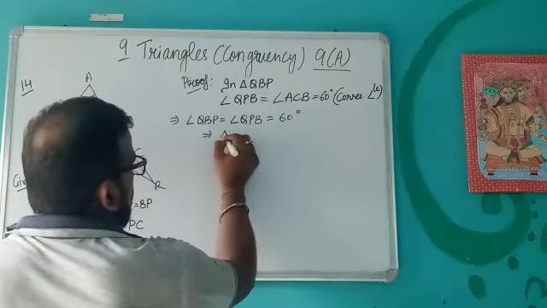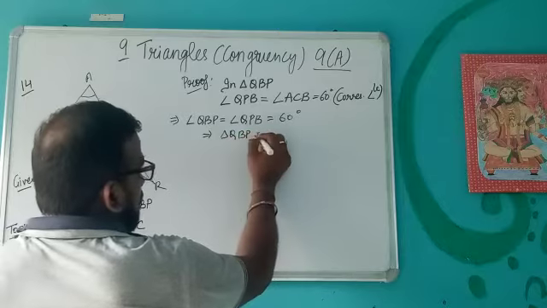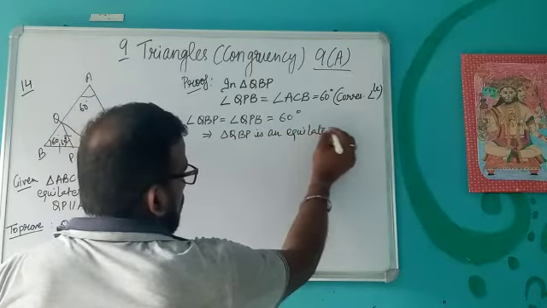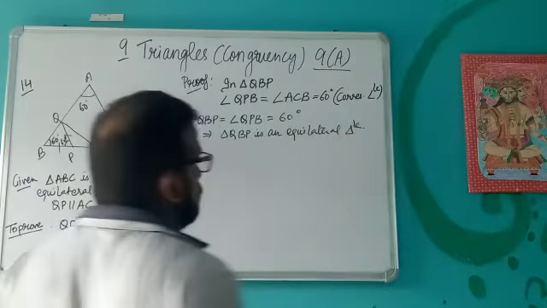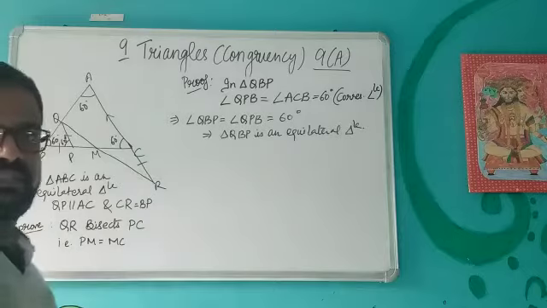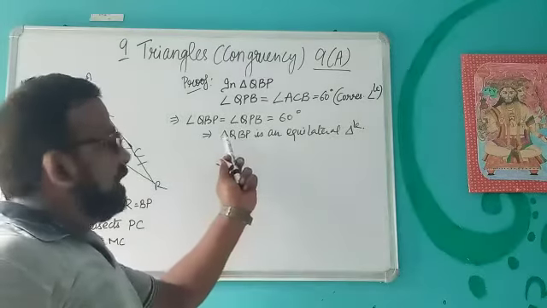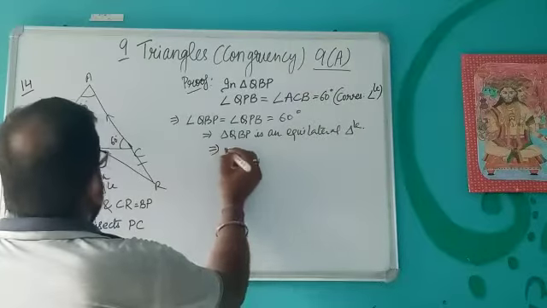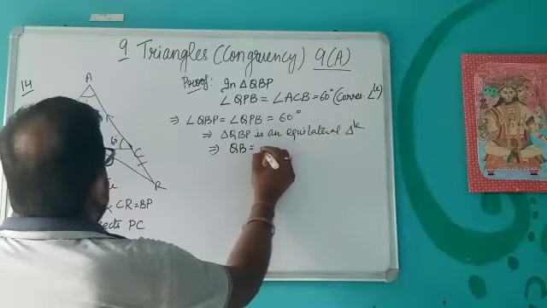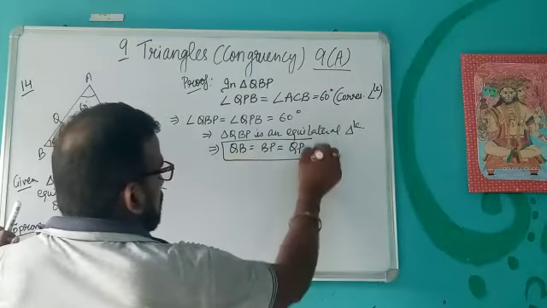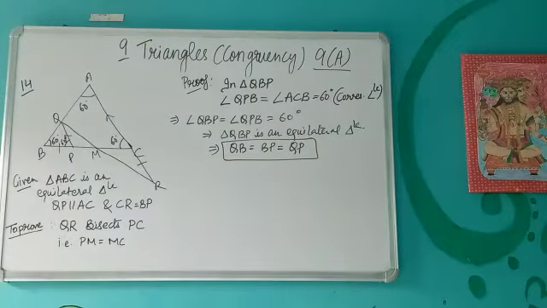So that means triangle QBP is an equilateral triangle. Since two angles are 60 degrees, it will give you the third angle also as 60 degrees. So triangle QBP is now an equilateral triangle, which means QB equal to BP equal to QP. So these three sides are equal to each other.